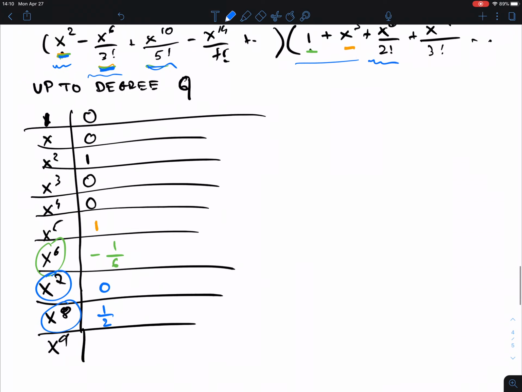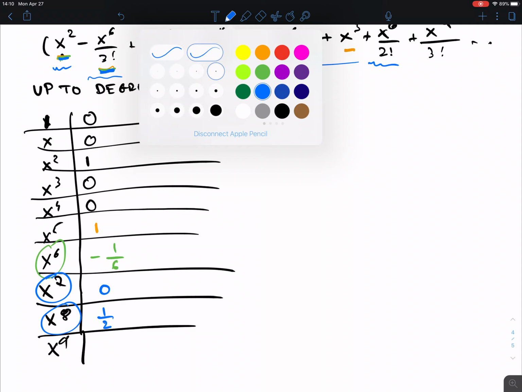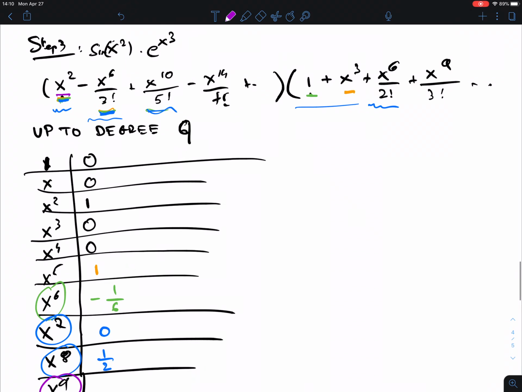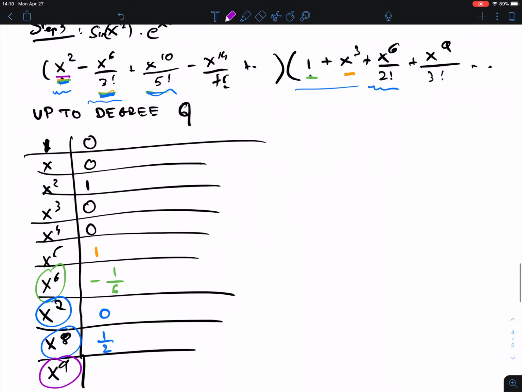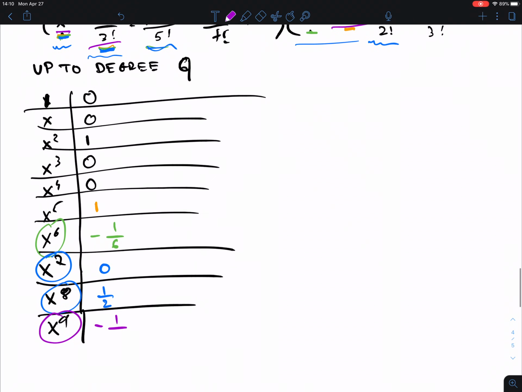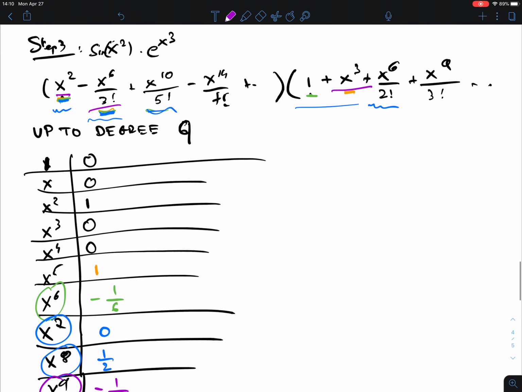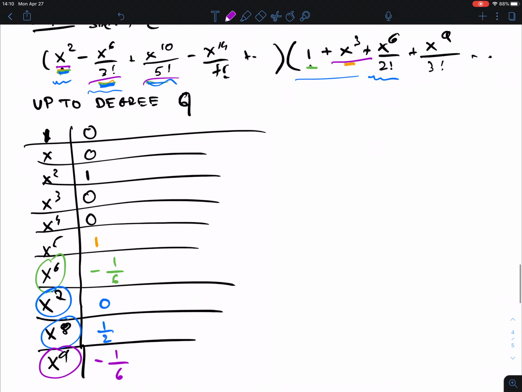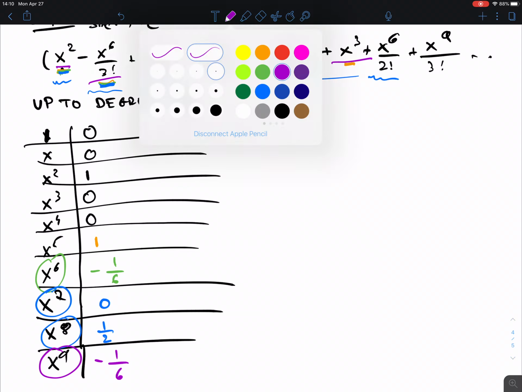And then finally the 9th power. Let's do this in a bit different color if you can still follow. The 9th power, can I combine the x squared with something? Nope, nothing there to combine it with. What about the x to the 6th? Yes, I can combine it with this here. So it is minus 1 over 6, 3 factorial. Okay, and then of course this is too high again. And so you could keep going here.